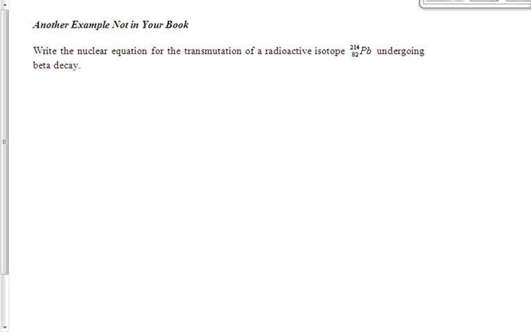Another one here. Write the nuclear equation for the transmutation of lead-214 undergoing beta decay. I should have said beta negative decay here, because there are two kinds of beta decay, right? Beta negative, beta plus. In the old Physics 30 curriculum that was around about 7 years ago, they never distinguished between beta negative and beta plus. You didn't have to know about beta plus. We just would have said beta decay, and beta decay would have been beta negative.